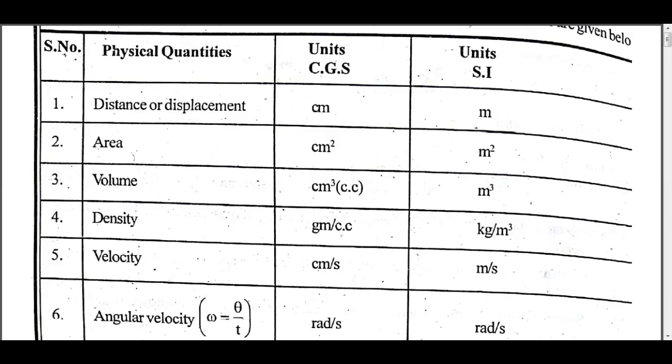For distance or displacement, the unit in CGS is centimeter and in SI it is meter. In the case of area, for CGS it is centimeter square, for SI units it is meter square. For volume, it is centimeter cubed in CGS units, and for SI units it is meter cubed. For density, it is kg per meter cubed. For velocity, it is meter per second. For angular velocity, radians per second.